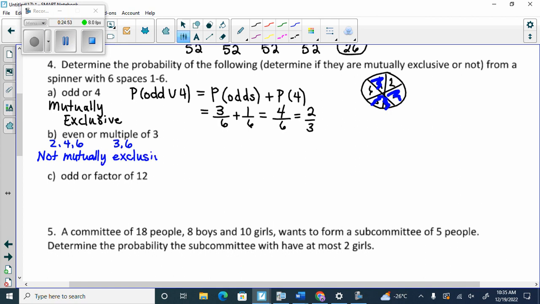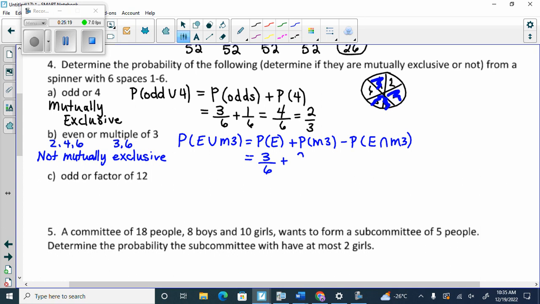So I have to subtract off the overlap. I get the probability of an even or a multiple of 3 equals the probability of even plus the probability of a multiple of 3 minus the probability of even and a multiple of 3. So probability of even, 3 out of 6. Multiples of 3, 2 out of 6. But I've counted what twice? I've counted the 6 twice, correct? It's in both. So what do I have to take off? 1 out of 6. So it's 4 out of 6 or 2/3.